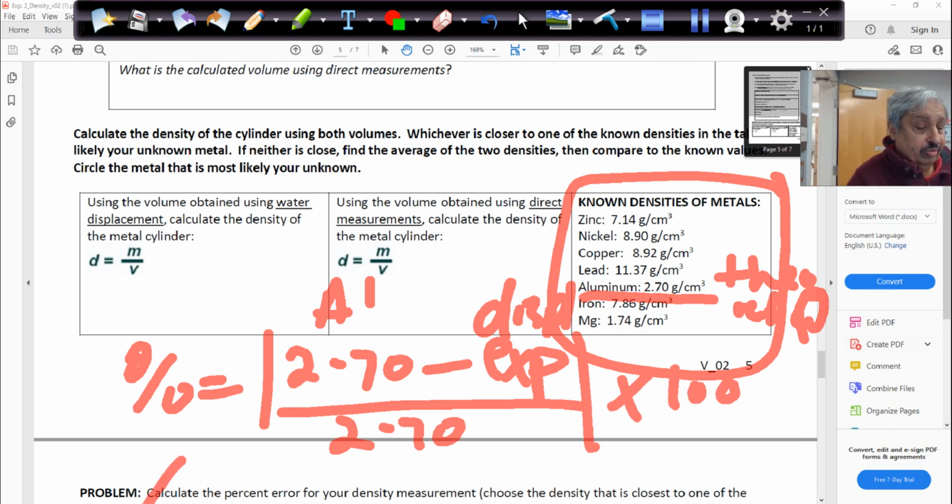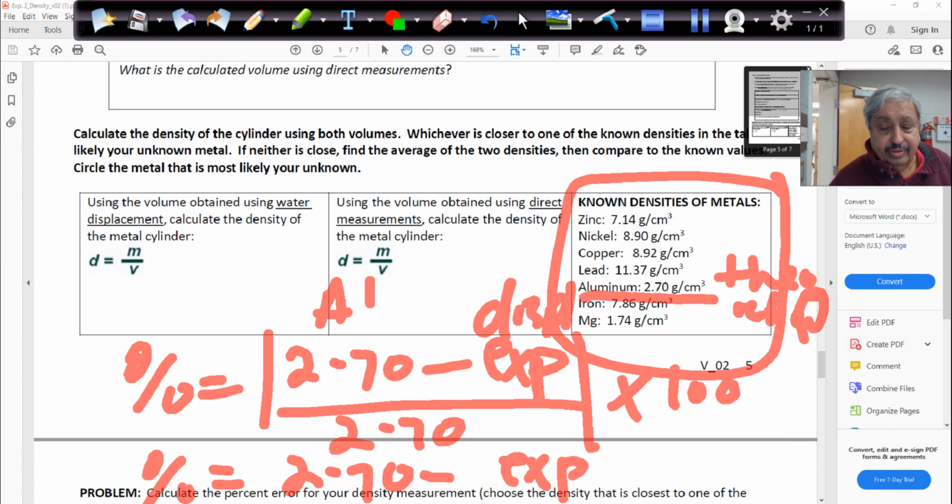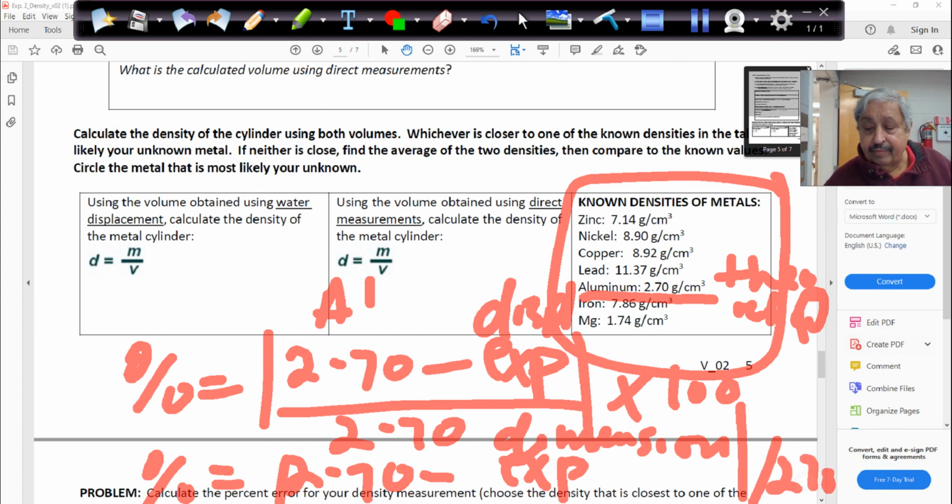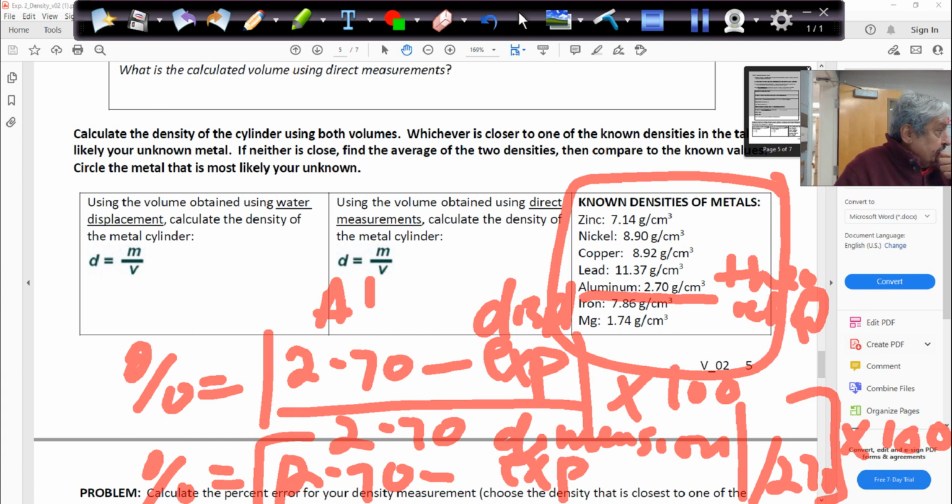Or the second one will be 2.70 minus the experimental one, this is dimension, absolute value divided by 2.70 and the whole thing multiplied by 100. Okay, guys. So you have two densities. You can calculate their percentage error.